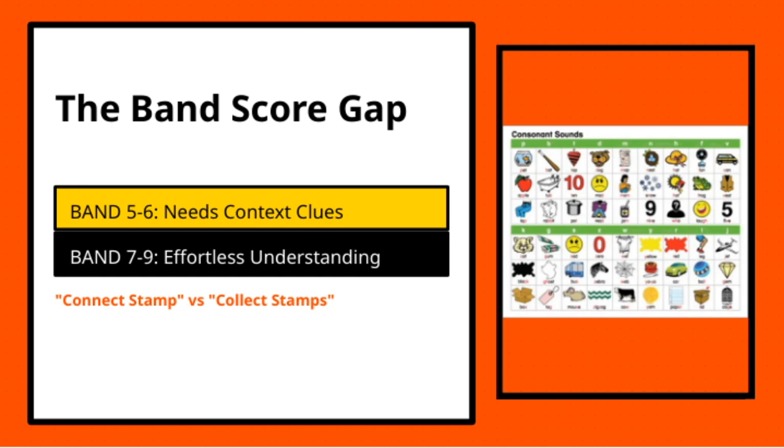Now, the band score gap highlights this difference. It shows us that there's a significant gap between how well higher band learners understand content effortlessly and how much support lower band learners need. Understanding this gap is crucial because it helps us tailor our teaching strategies and materials to support students at all levels. It also ties into the overall theme of making language learning accessible and effective for everyone.